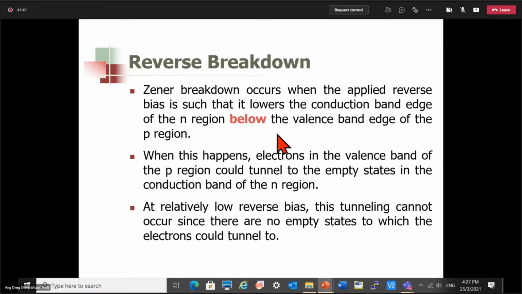Okay, just to summarize before we move on. Zener breakdown occurs when the applied reverse bias is such that it lowers the conduction band edge of the N region below the valence band edge of the P region. Or the other way around, if the reverse bias voltage is large enough to raise the valence band edge of the P side above the conduction band edge on the N side. Okay, so when this happens, electrons in the valence band of the P region could quantum mechanically tunnel to the empty states in the conduction band of the N region. All right, now if the reverse bias is too low, then the tunneling cannot happen because there are no empty states for the electrons to tunnel to. Okay, so we discussed that just now.